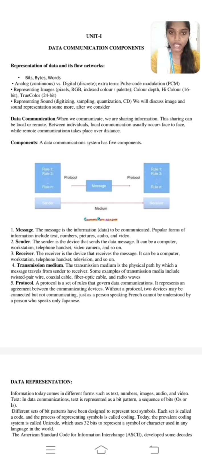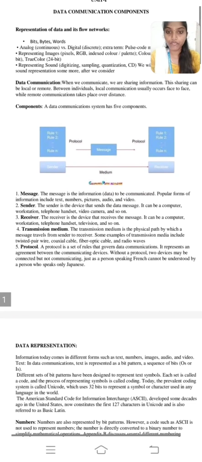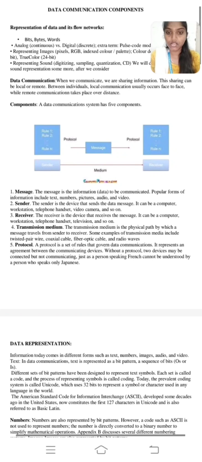When we communicate, we are sharing information. This sharing can be local or remote. Between individuals, local communication usually occurs face to face, while remote communication takes place over distance. Components: a data communication system has five components: message, sender, receiver, transmission medium, and protocol. This is the diagram of the data communication components.